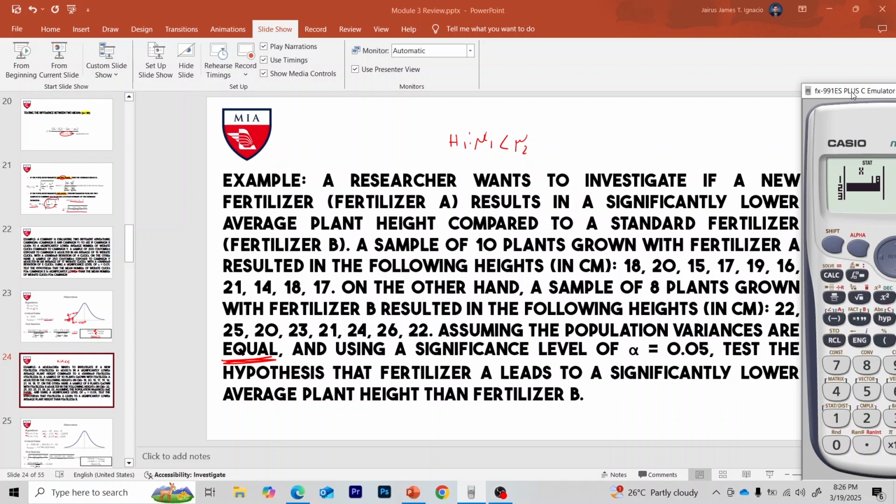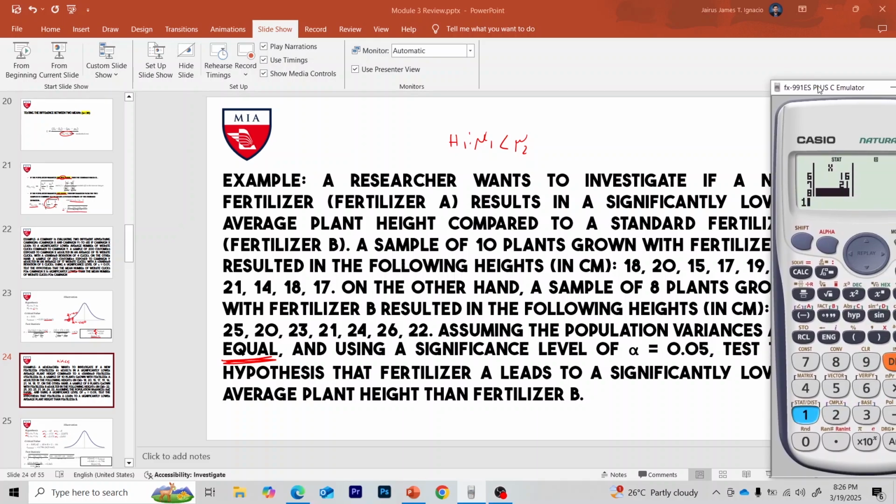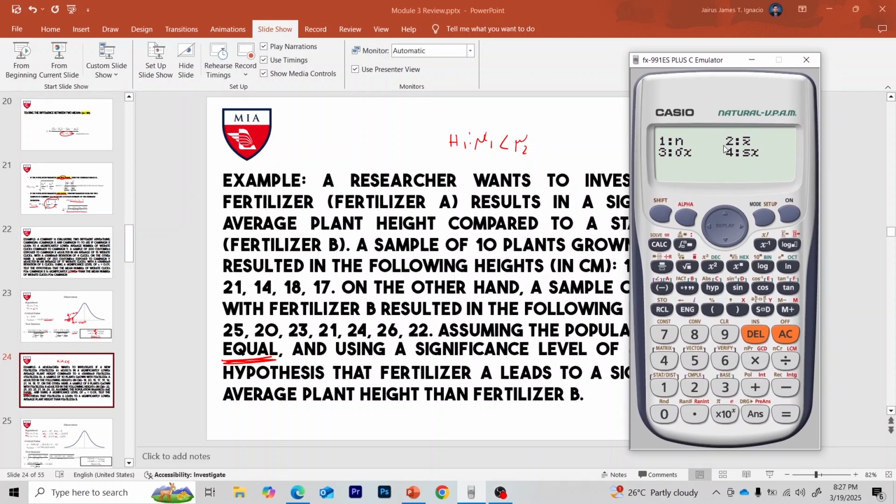So we have 18, 20, 15, 17, 19, 16, next is 21, 14, 18, and 17. In order for us to find the mean and the standard deviation, just press AC, go to Shift 1, go to number 4 or var. Number 1 is the sample size, number 2 is the mean, number 3 is the population standard deviation, and number 4 is the sample standard deviation. We need to find the sample standard deviation, so just click 4. Therefore, we have 2.173. So this is our standard deviation.